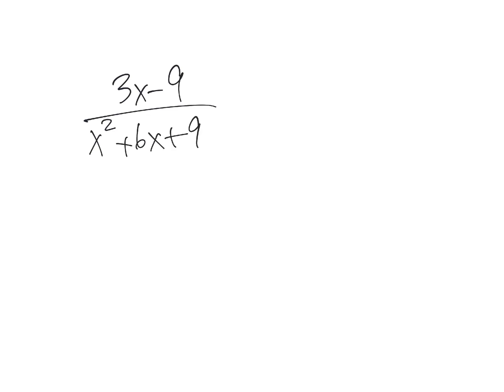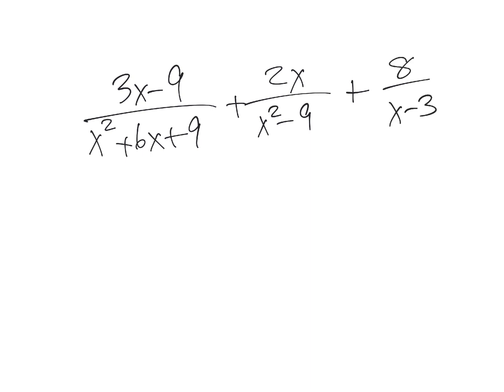Let's do 3x minus 9 over x squared plus 6x plus 9, plus 2x over x squared minus 9, plus 8 over x minus 3.